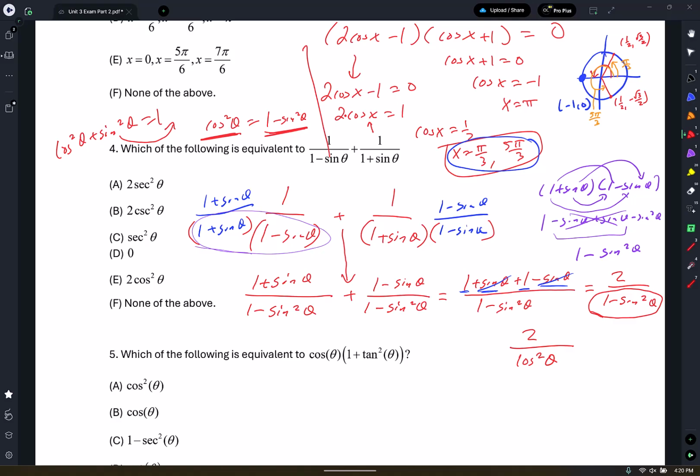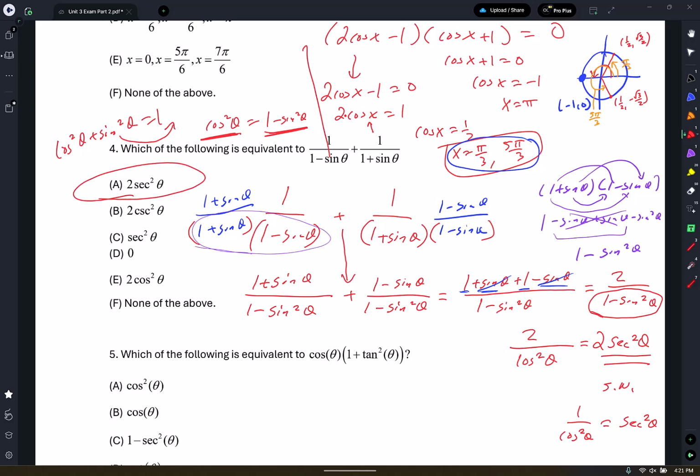And I still don't see the answer. But notice the cosine squared is in the bottom. And we know, here's my little side note, 1 over cosine squared theta is the same thing as secant squared theta. So what am I going to do to this 2 over cosine squared theta? This is the same thing as 2 secant squared theta. There it is.